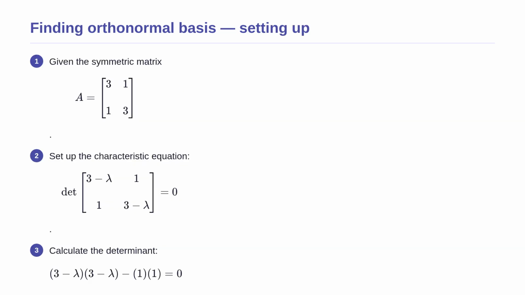Before we can build the decomposition, let us see this with a concrete example of finding the orthonormal basis. We are given a 2 by 2 matrix and we can clearly see it is symmetric because the off-diagonal numbers are both exactly 1. Our first step is to find the eigenvalues. We do this by setting up the characteristic equation, which means subtracting a variable lambda from the main diagonal and setting the determinant to 0. We calculate the determinant by multiplying the diagonal entries and subtracting the product of the off-diagonal entries.